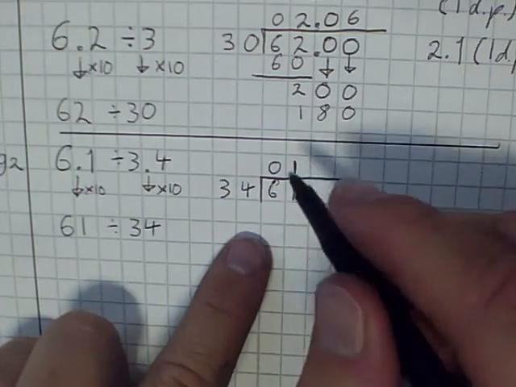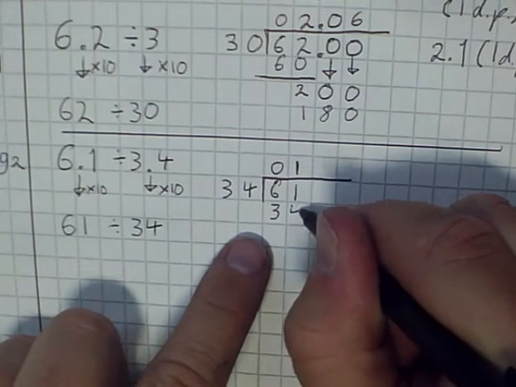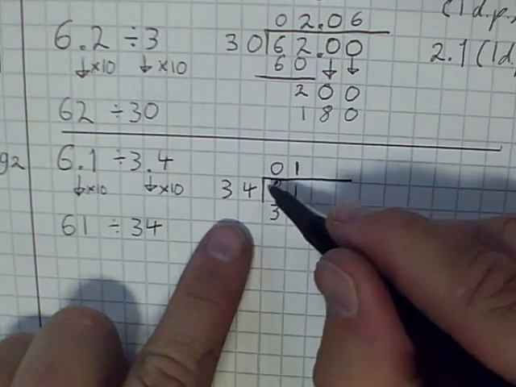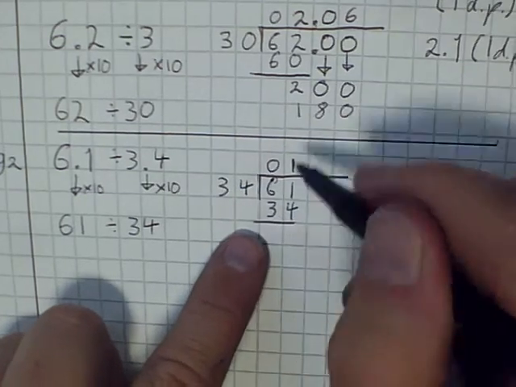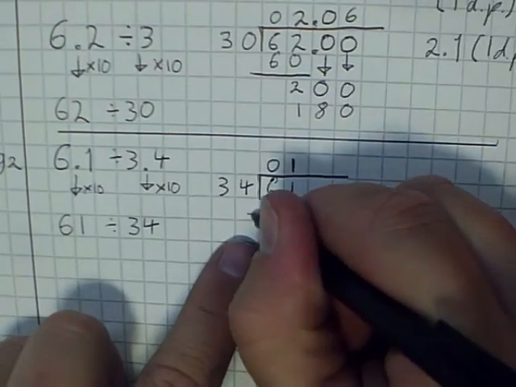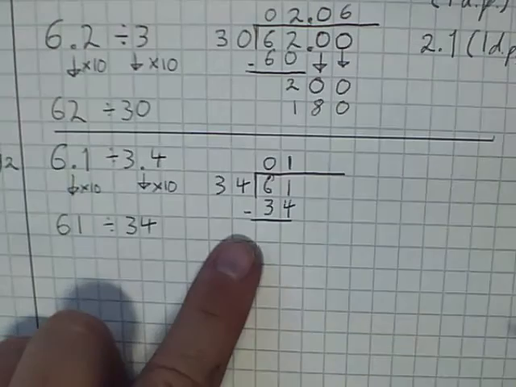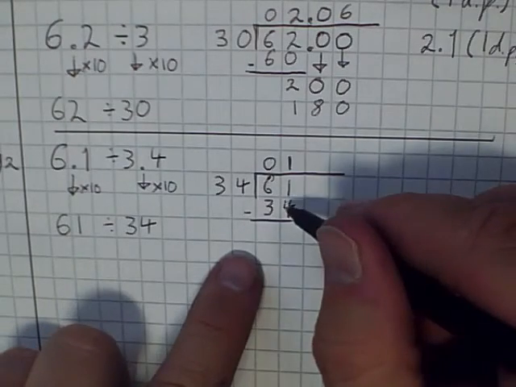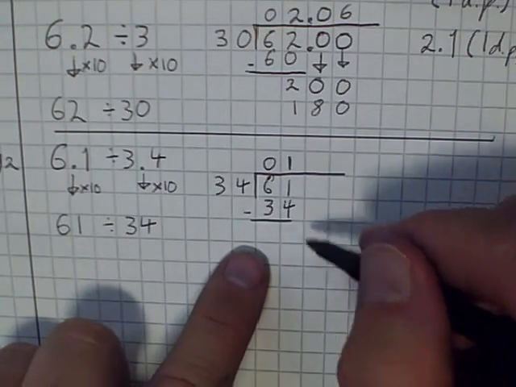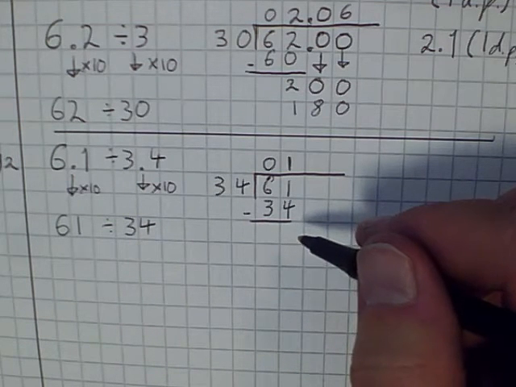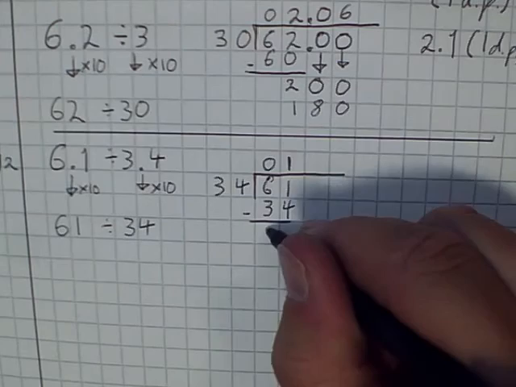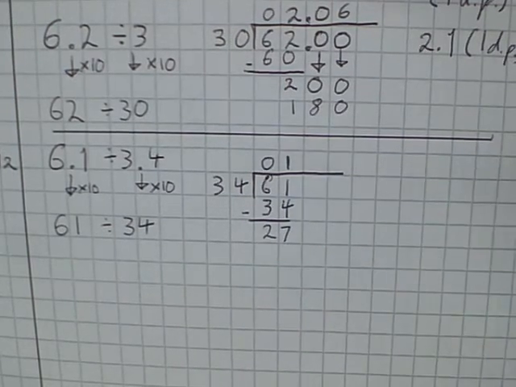Now 1 lot of 34 is 34, so I'm going to write that below. I'm doing 1 times 34, which gives me 34. I'm going to take away to find the remainder. So I'm going to count up to see the difference between 34 and 61: 44, 54, that's 20 more, and then another 7. So 27 is the remainder.